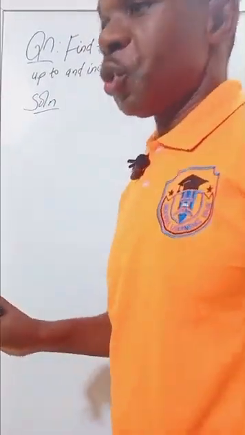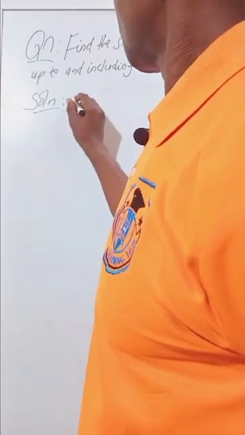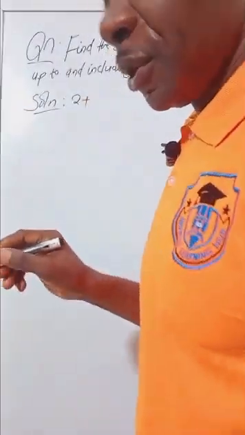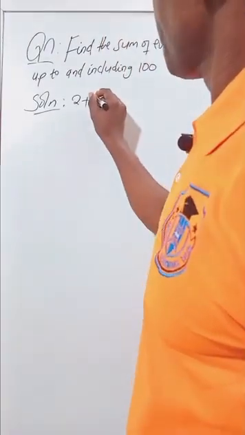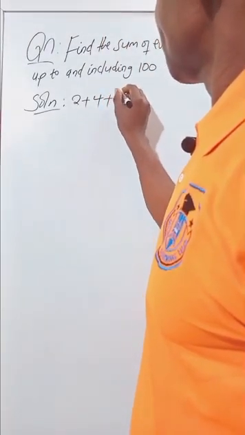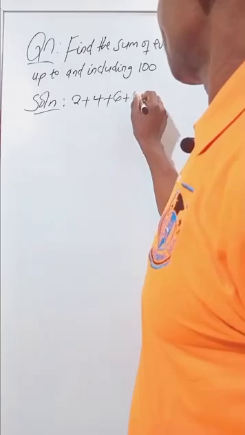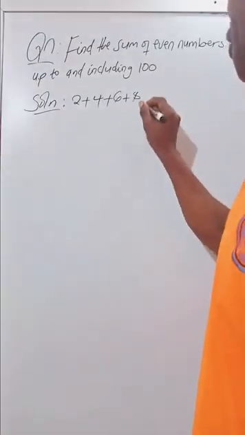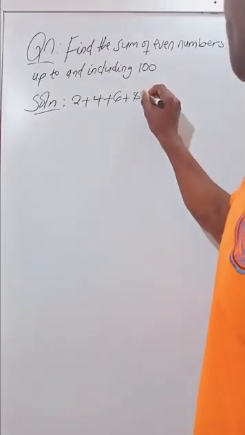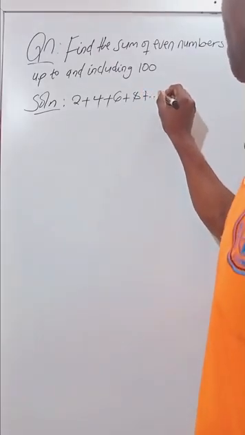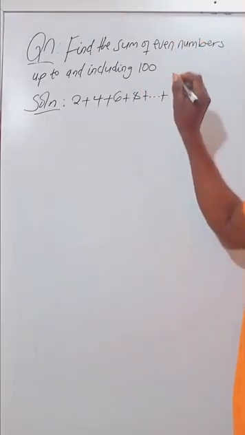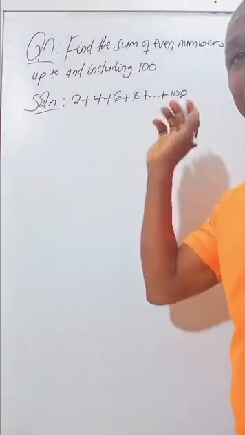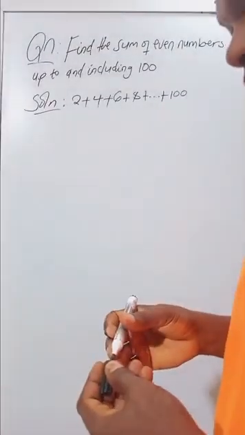Even number starts with 2. So it's 2. Remember, it's the sum. So plus the next even number, 4. The next even number, 6. The next even number, 8. We can't list all of them, we take too much time. Then plus, let's put dot, dot, dot. Then plus, let's put the last one, because 100 is also an even number. So including 100, this will be our series.